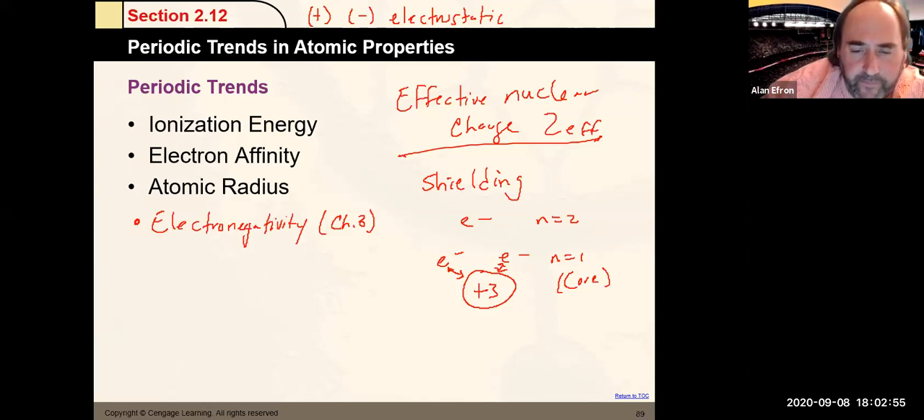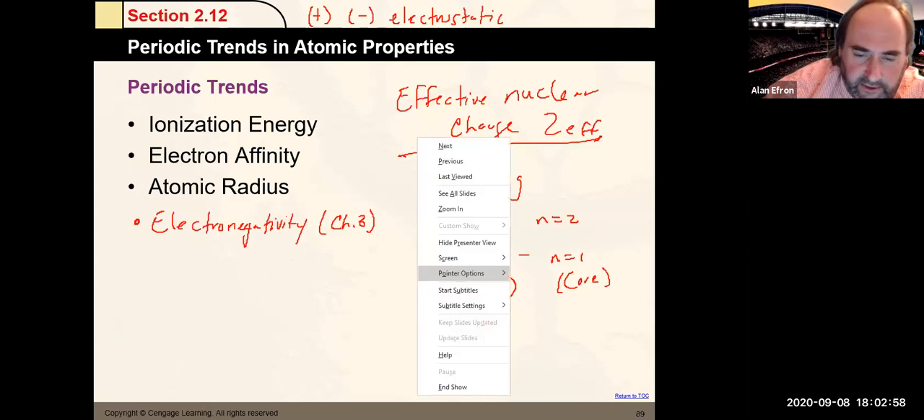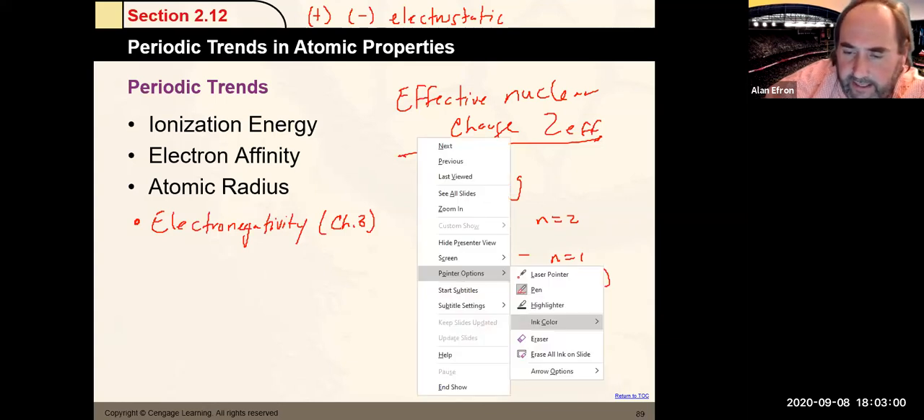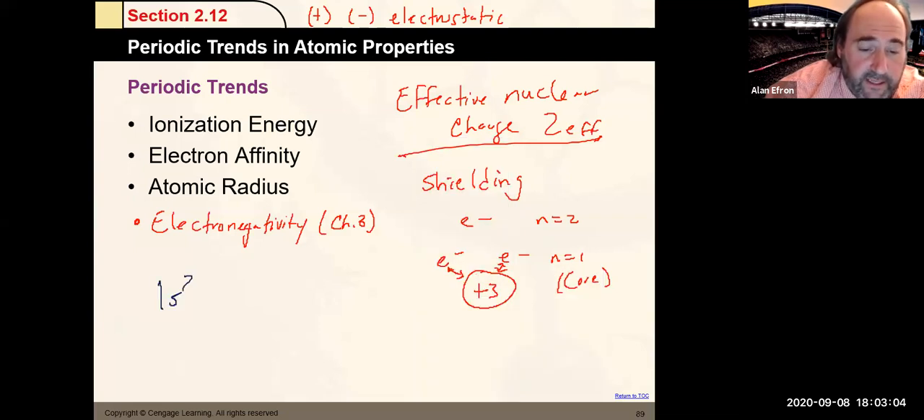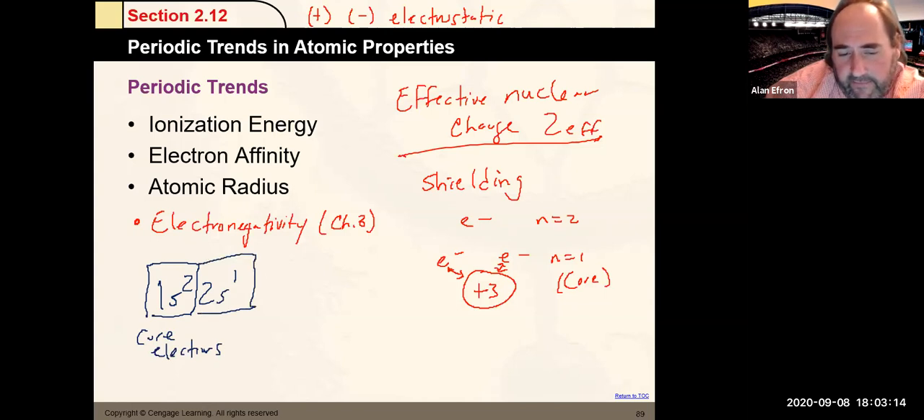Now, when we look at this third electron here, if we wrote up the electron configuration, it would be 1s2, 2s1 in this case. These are our core electrons, and our electron over here, in the highest energy level, is our valence electron.